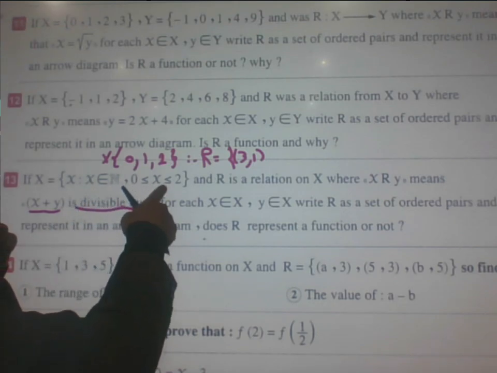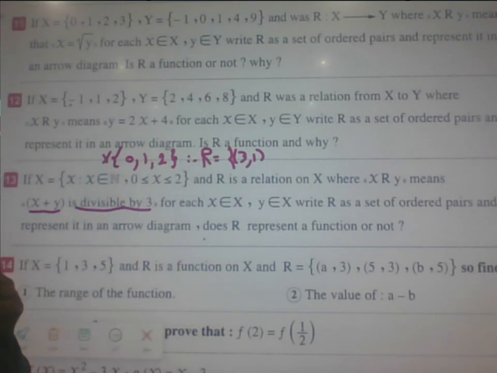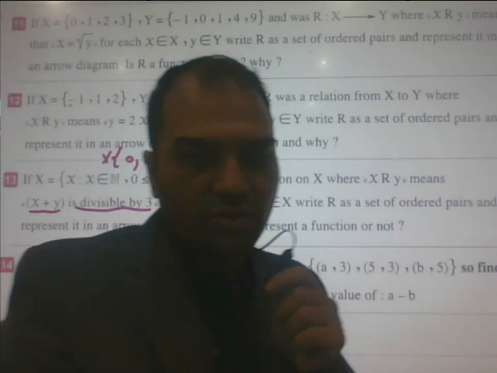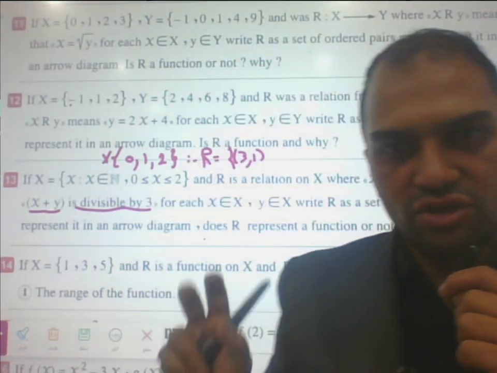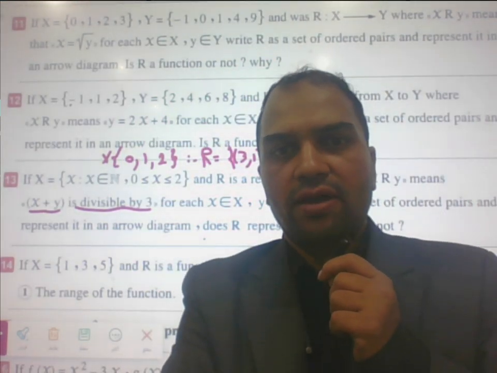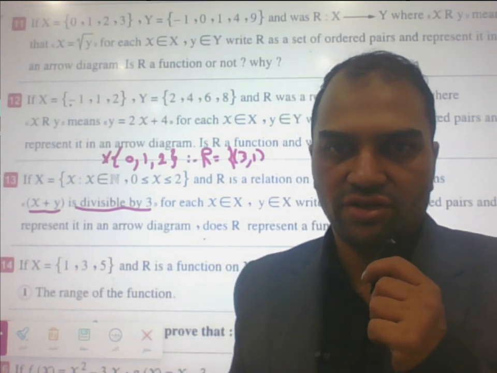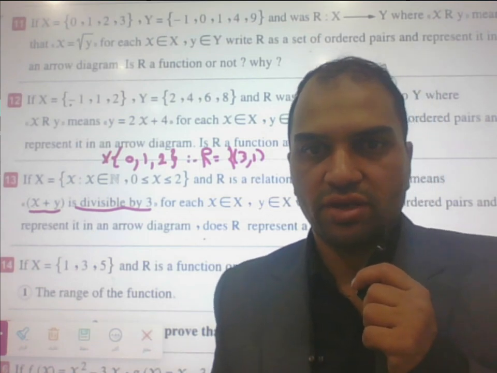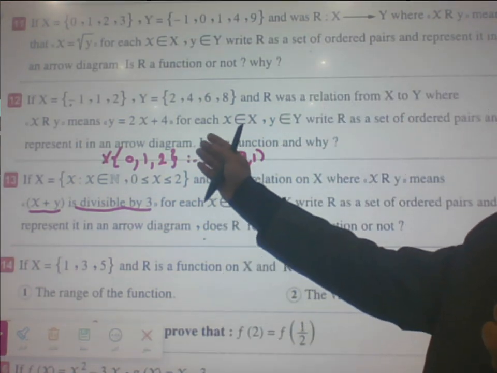We have from 0 to 2: 0, 1, 2. Understood? 0 plus 1 is 1, which cannot be divided by 3. 0 plus 2 is 2, which cannot be divided by 3. And next, 2 plus 1 equals 3. Then we have one solution, because the relation here, we can write what?